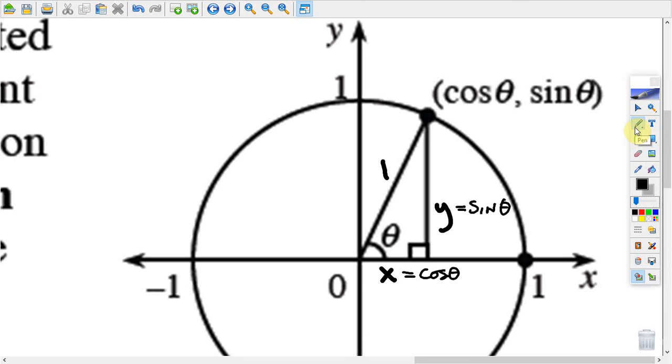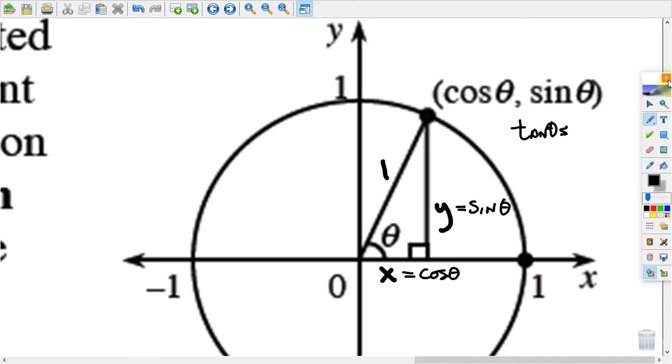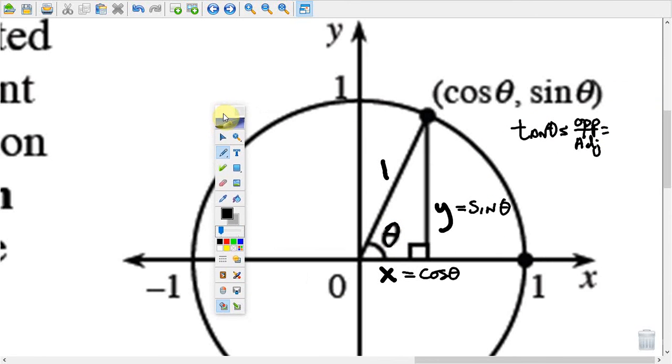Also going back to SOHCAHTOA, we know that the tangent of theta is equal to opposite over adjacent. So if this is our theta right here, then the opposite side would be equal to the sine of theta, and the adjacent side would be equal to the cosine of theta, which lets us rewrite tangent as just sine over cosine.